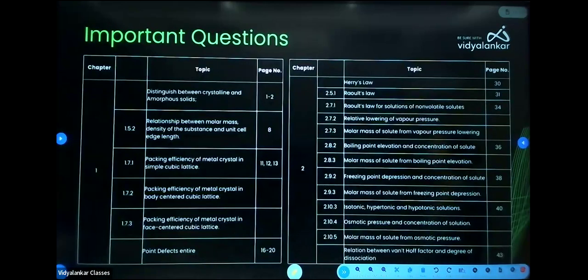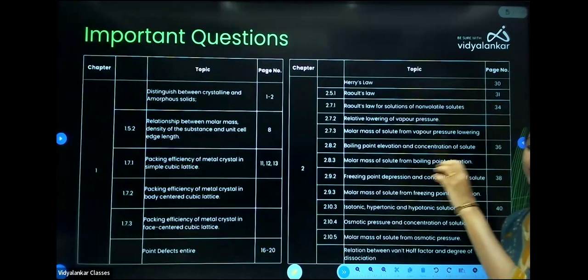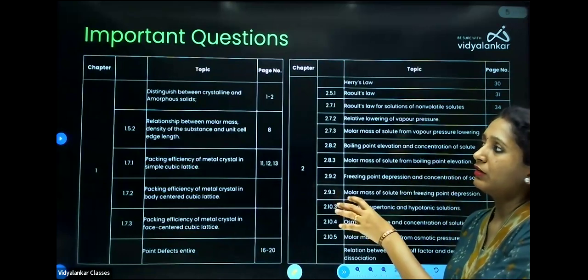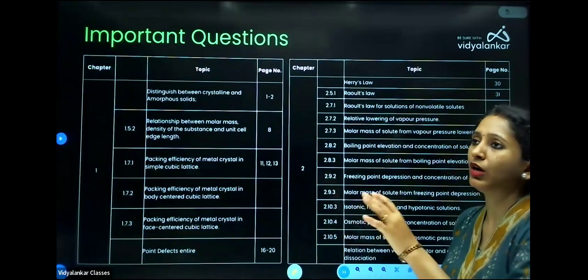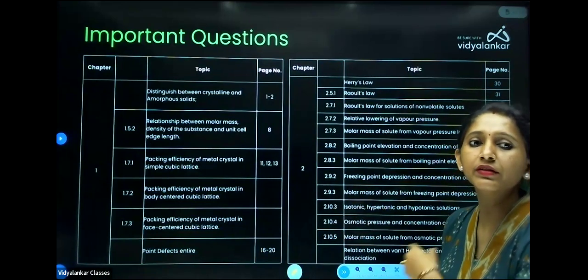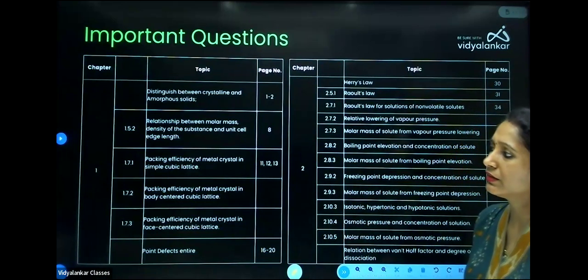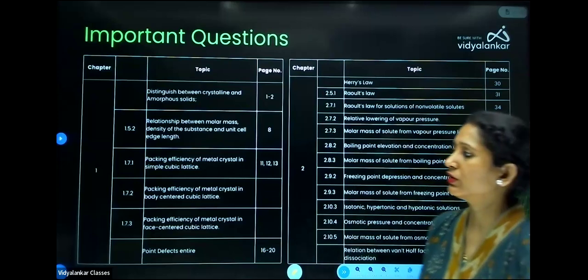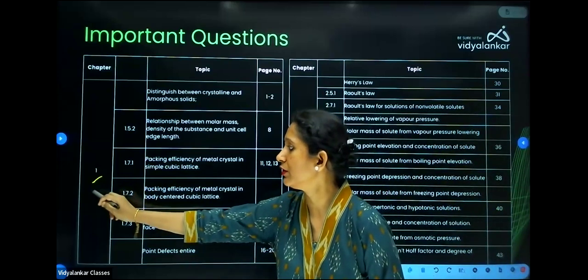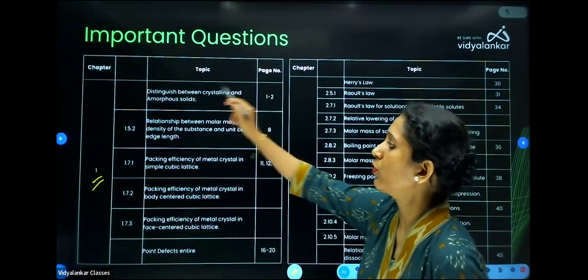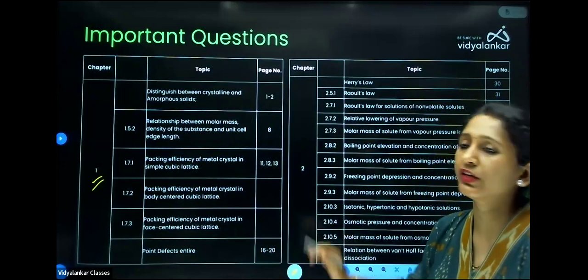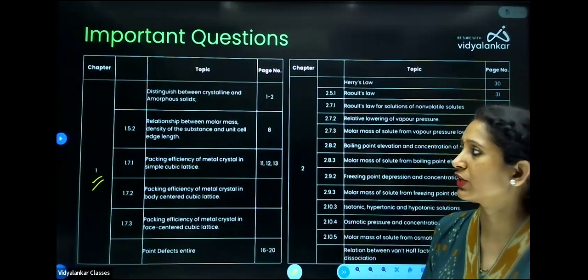Now the next, let us go chapter wise. Here, which are the topics within the specific chapters which you are expected to complete, which you are not expected to skip? Let us understand that. Let us start with chapter number 1. This is our solid state chapter, which comes under physical chemistry. These are the points which you are not expected to skip from the chapter.